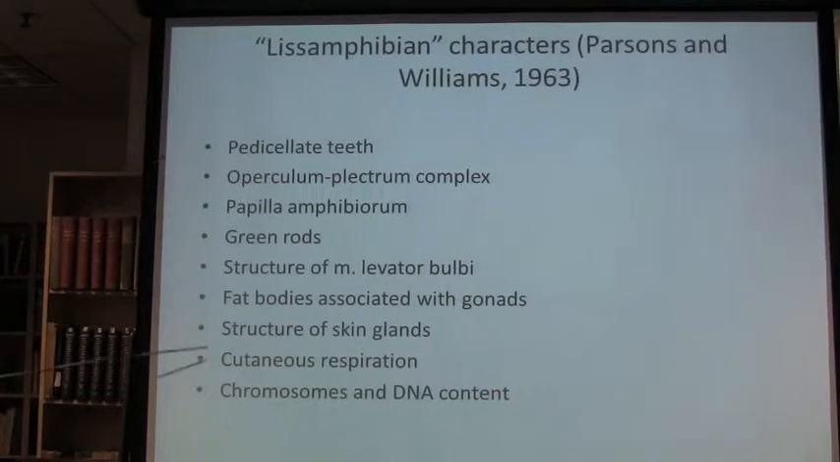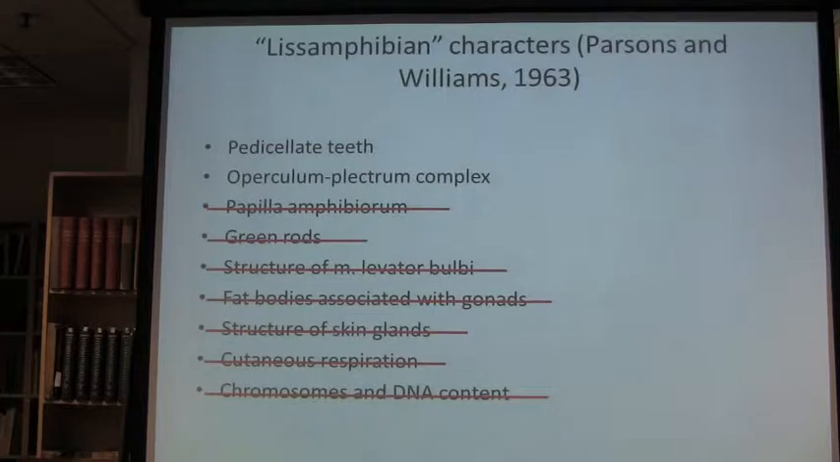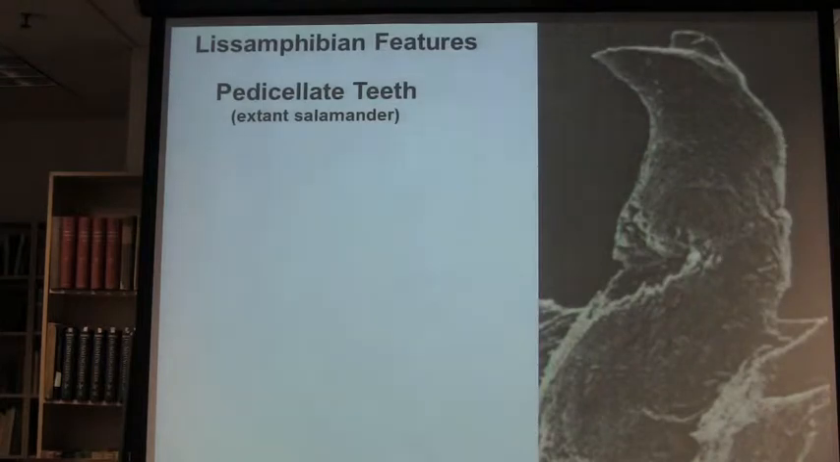And there's a number of good soft tissue-based synapomorphies that are located there, but when you start exploring the fossil record, we have to eliminate all these. We simply don't have access to these lines of evidence, or at least not directly. What we do have, potentially observable from the fossil record, are these two features here, pedicellate teeth and the operculum-plectrum complex. And that's, well, I'll define that in just a moment.